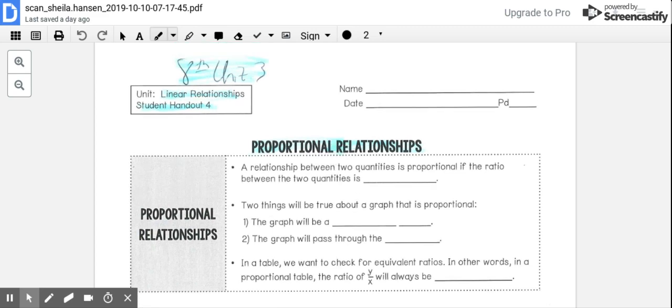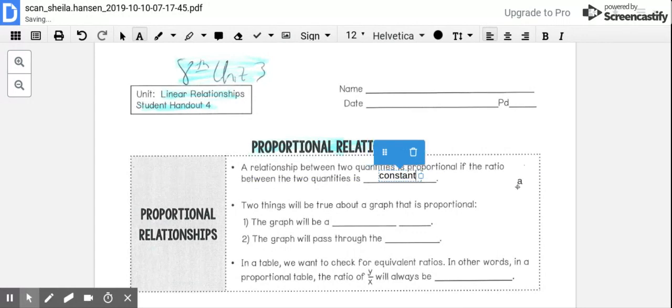Handout 4 is about proportional relationships. So if you can recall from 7th grade, a relationship between two quantities is proportional if the ratio between the two quantities is constant. And ratio just means a fraction.